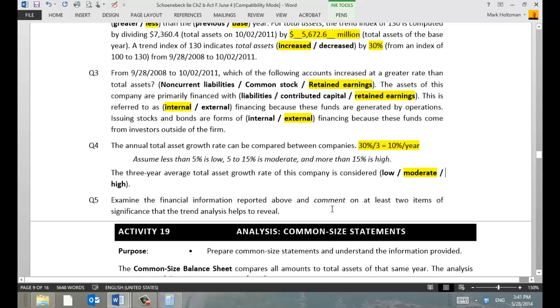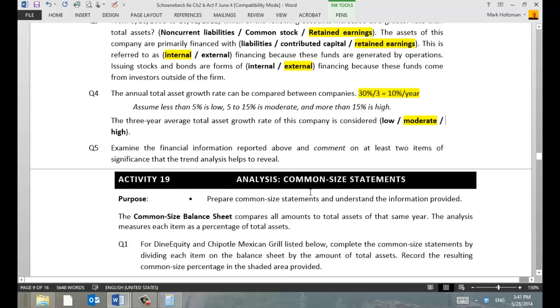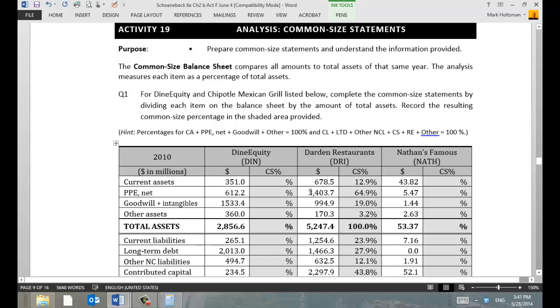And we're going to pass on this. Let's go to the next thing, common size statements. I like this better. 341. Yeah, let's go for it. Because we don't want homework, right?